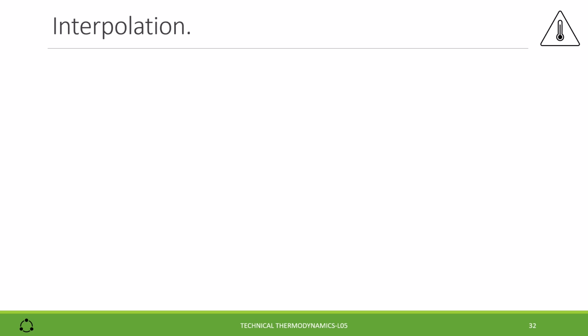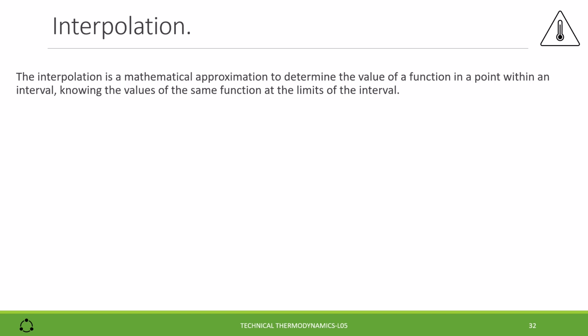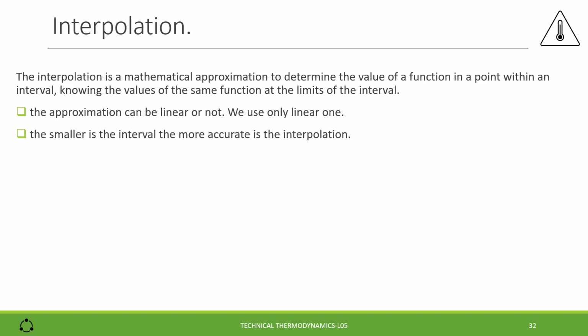The last argument of this lecture is the interpolation. The interpolation is a mathematical approximation to determine the value of a function in a point within an interval, knowing the values of the same function at the limits of the interval. The approximation can be linear or not, but we use only the linear one. The smaller is the interval, the more accurate is the interpolation.